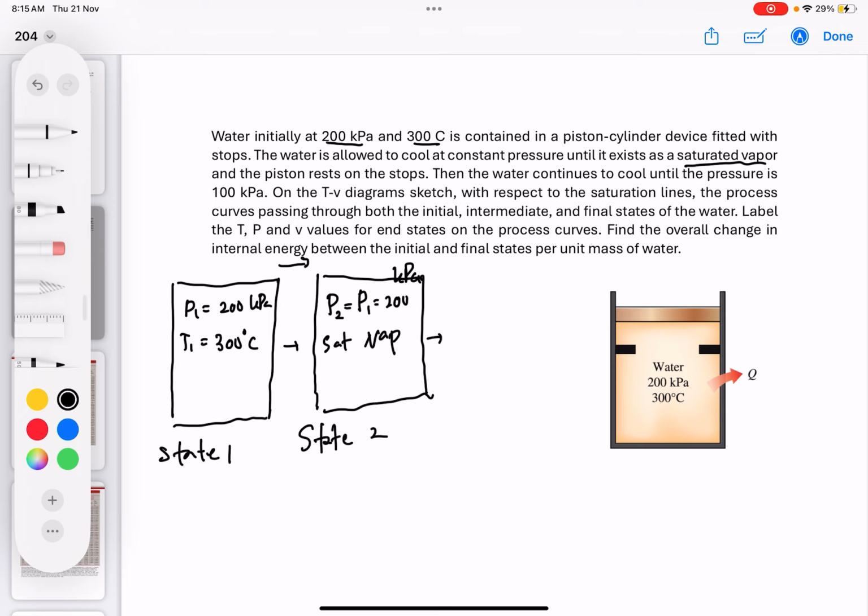In between, this one is going to be state number 3. So for the process between state number 2 and state number 3, the water continues to cool until the pressure is 100 kilopascal. What that means is, after it reached state 2, it is going to cool further until it reaches state 3, for which my new pressure P3 is going to be 100 kilopascal.